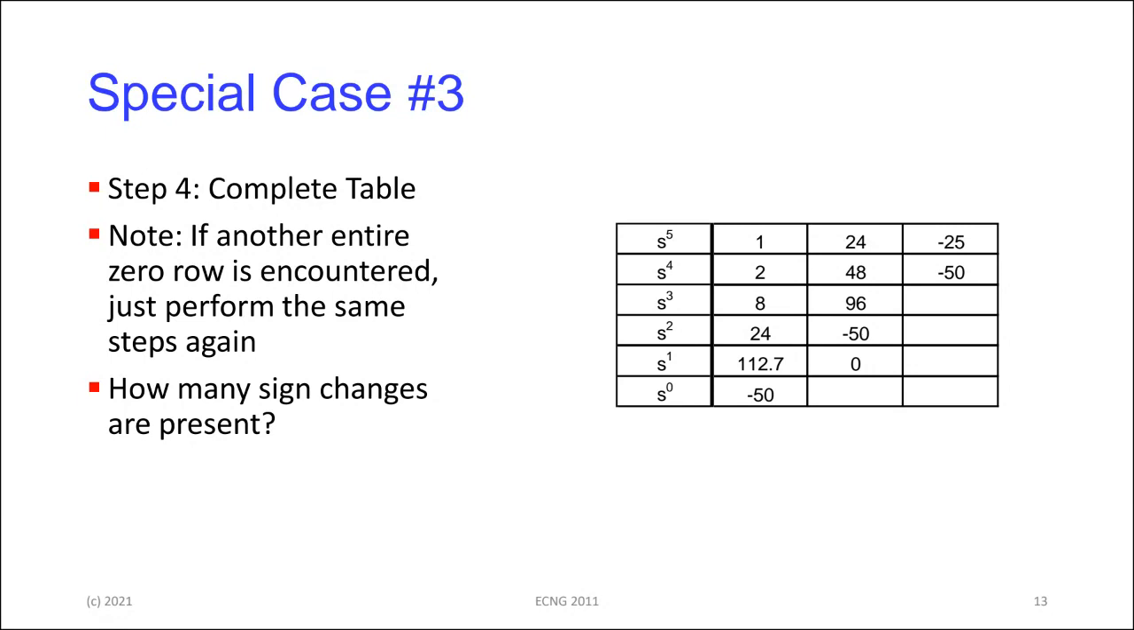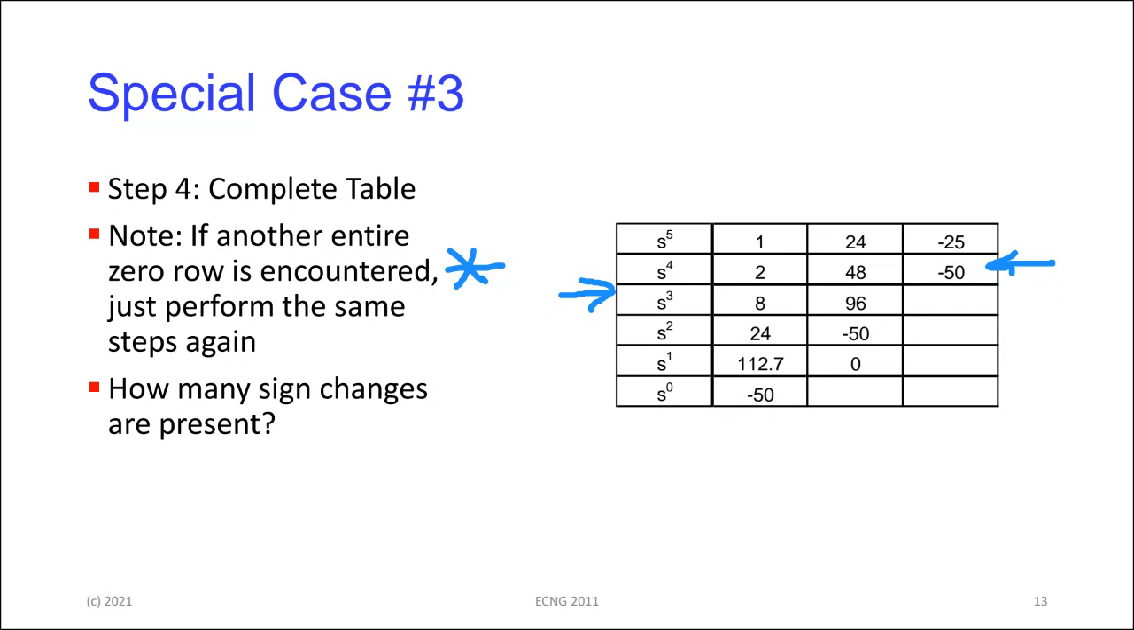Right? And again, at this point, if you're filling it out, we had to make a decision here because this rho was already zero. So we made a decision by using the rho above to give us some coefficients here to allow us to go down and complete the table. So you perform the same steps again.